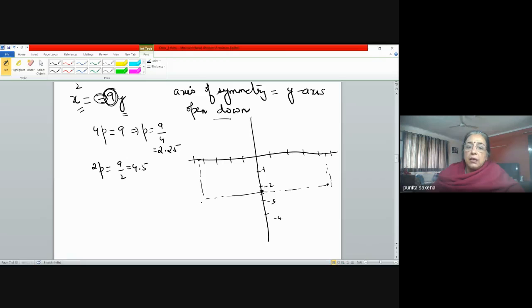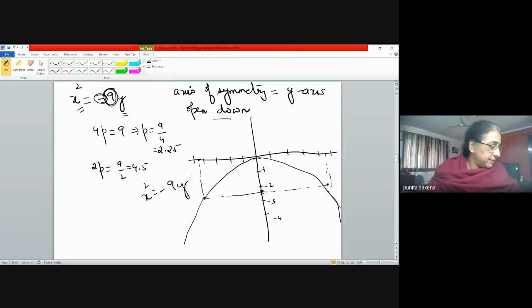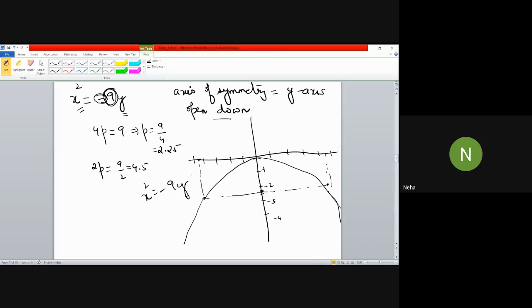Is this okay? Now join it. Take these endpoints as the guiding points and just with a free hand construct your parabola. This is your parabola. X square equal to minus 9y. Is this okay? Yes, ma'am.